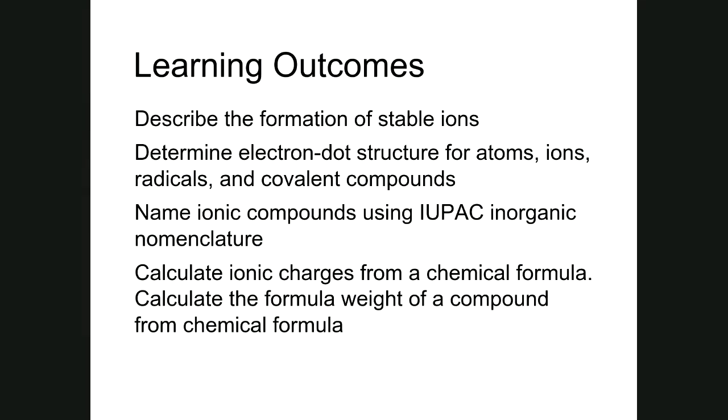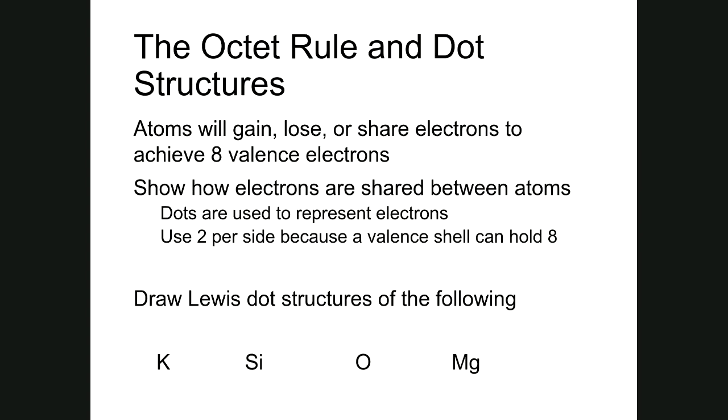But before we can actually dive into the bonding that's happening between these atoms, we have to understand a little bit about why they are bonding. And this has to do with something called the octet rule. The octet rule essentially states that atoms will do whatever it takes to get to 8 valence electrons. So that means that they'll gain, they'll lose, or they'll share some electrons.